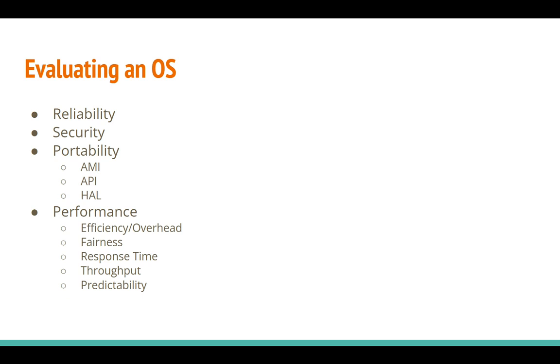And throughput is the amount of time from the start of one process to the end of it. And then predictability is kind of like reliability in that you need to know what it's doing and you need to be able to predict what it's going to do. If it's not doing what you predict, then something's wrong.